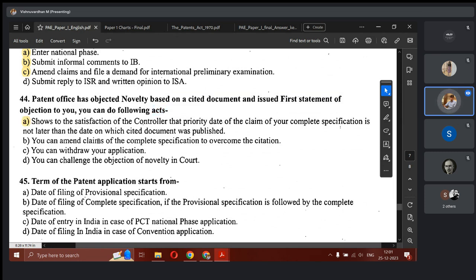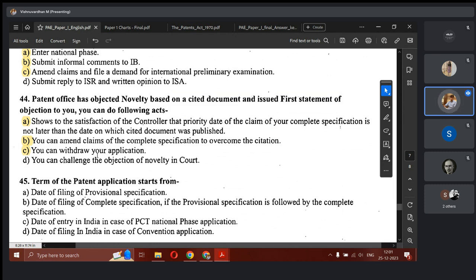Then you can amend claims of the complete specification to overcome the citation. This is also true. Amendment is allowed under Form 13. Then you can withdraw your application. This is also true. You'll get a small refund. If you have not done the FER, you get up to 90% of refund under Form 29.